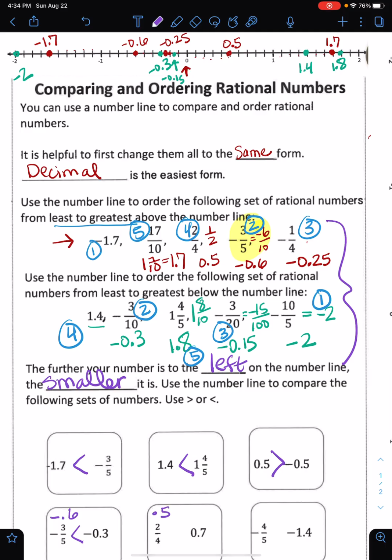This is like 0.5. This one's like negative 0.8, and so going on the number line, it would be farther to the right than the negative 1.4.